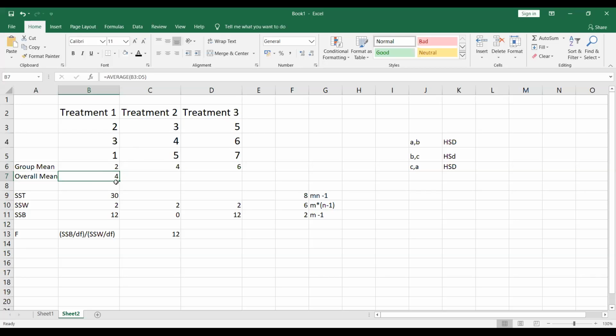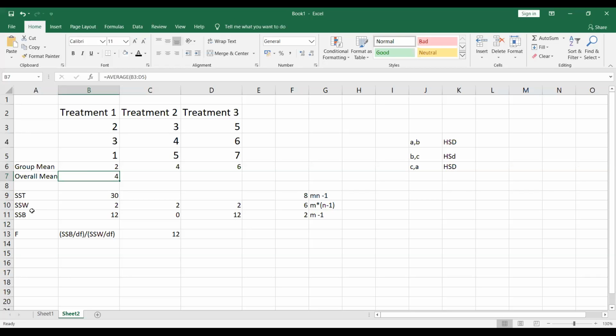You can also see that this overall mean is also the mean of the group means. We can add all the group means and divide by 3, and we will get the overall mean. Yes, if you take a mean of the group means, that also will give you the overall mean.